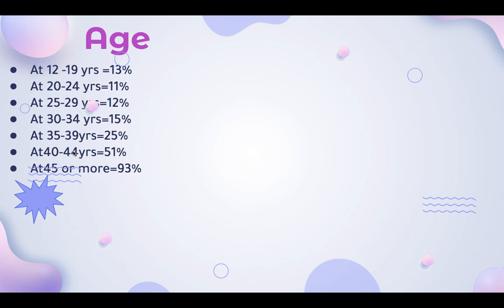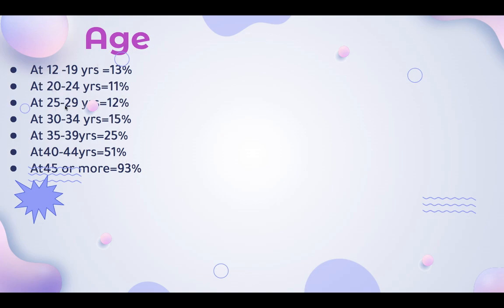Now after 45, this is a cutoff value. After 45, the chance of conception is very low, and they are mostly not going to discuss any reproductive issues after the age of 45. So at the age of 45, the risk is the highest, and that is the number 93. 93 cannot come over here anytime.